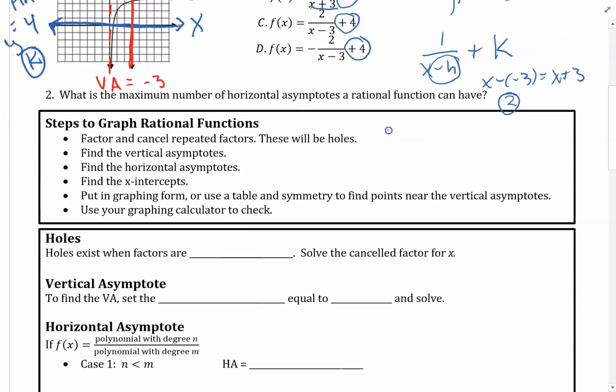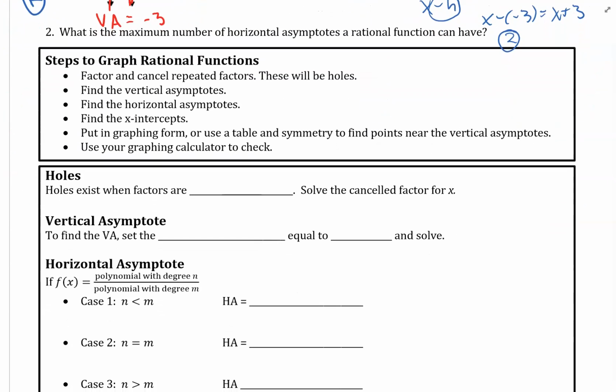Moving on with our notes. First, the steps to graph rational functions. First, you're going to factor them and cancel out repeated factors. So if, for example, you had x over x times x minus 2, you'd be able to take out x over x. And you'd be left with 1 over x minus 2. From there, you're going to then find the vertical asymptotes. So those numbers that make the portion with x equal to 0. Then you're going to find your horizontal asymptotes. Then you're going to find your x-intercepts.